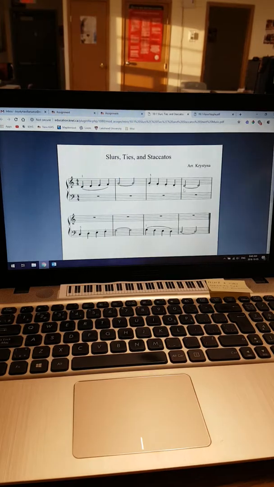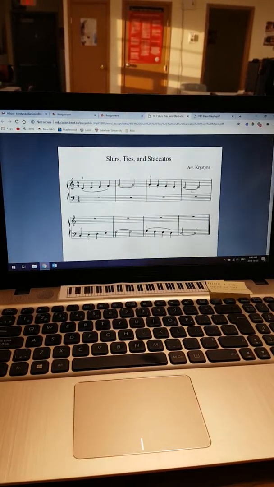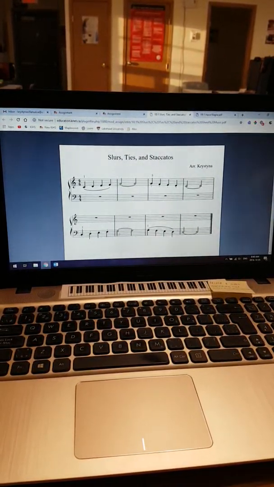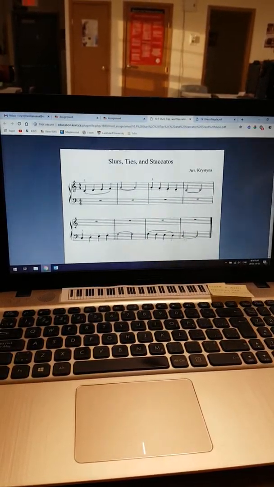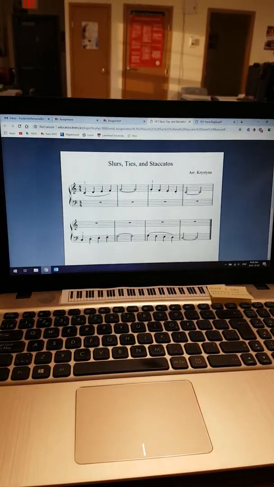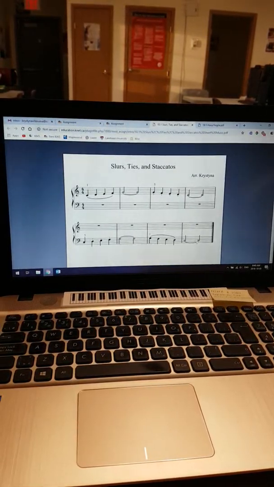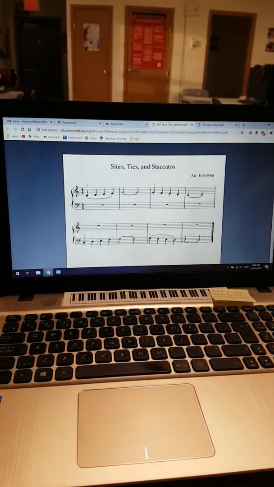We have another tie over here. Those are the same notes. We have another tie over here. Those are the same notes. And we have one last tie right here because it's a curved line between the same two notes.